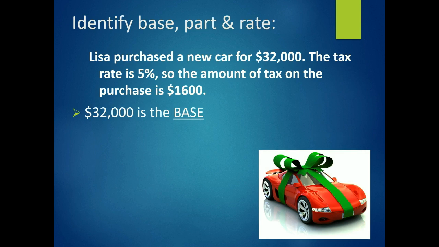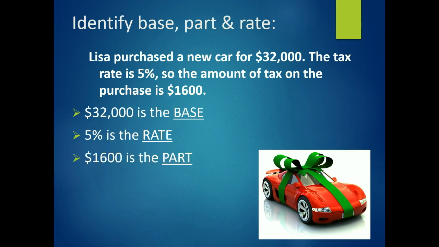One of the easiest things to identify next is the percentage, or perhaps first. Order really isn't important in identifying the three components to a percent problem. And in this case, the rate is 5%. The third component to identify is the part. Part is a portion of the base, and in this example, that would be the amount of tax on the purchase, which is equivalent to the $1,600.